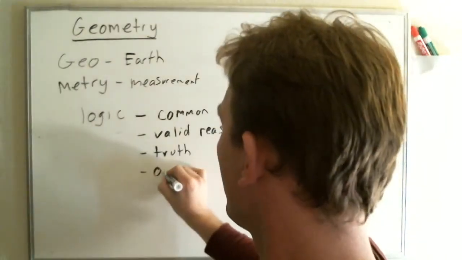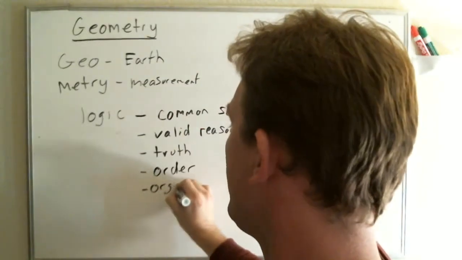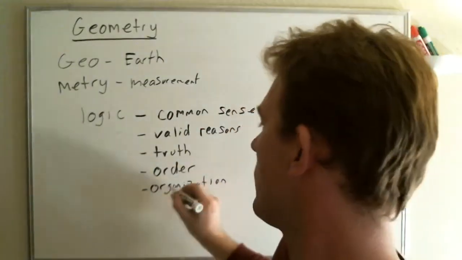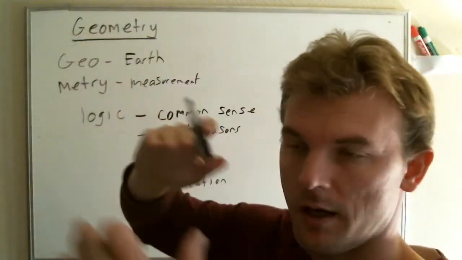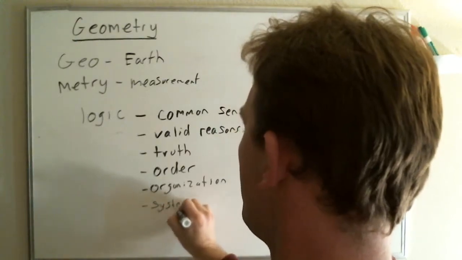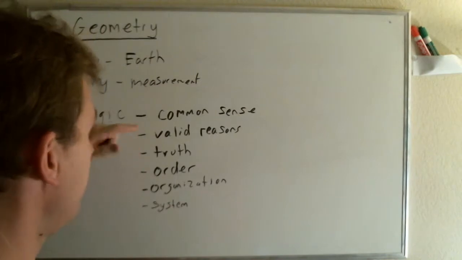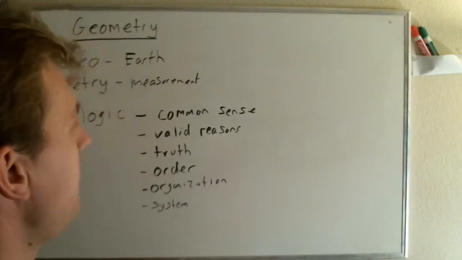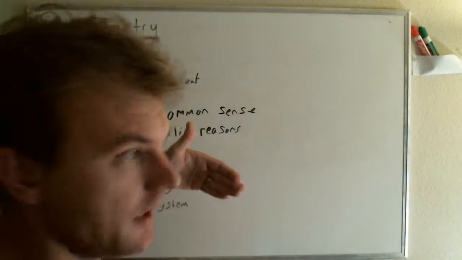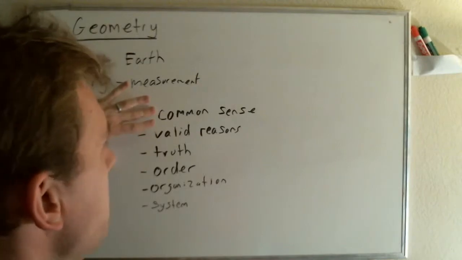I would think it's an order. Or you can think of it as an organization of something. You can also say it's maybe a system, and it has to have some validity. But logic, you can go through this and put it into a sentence. What I'm trying to get at is that common sense is a big one.